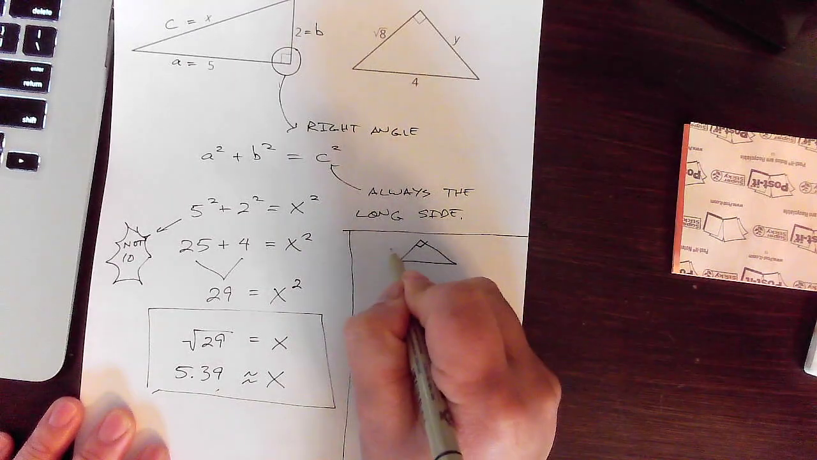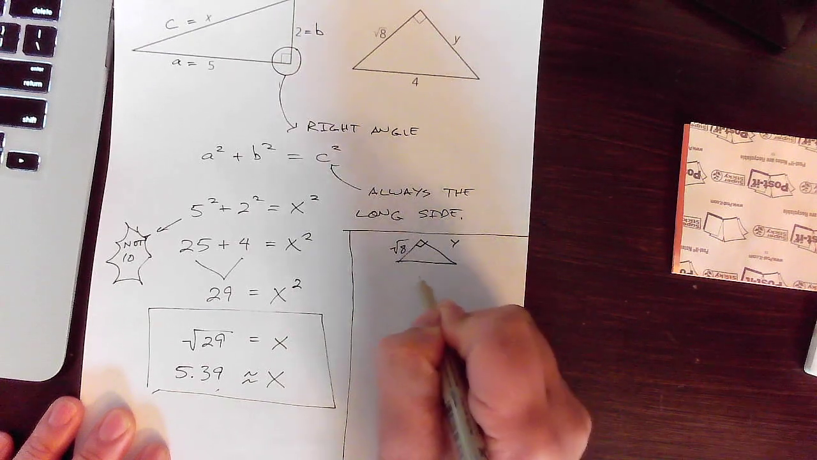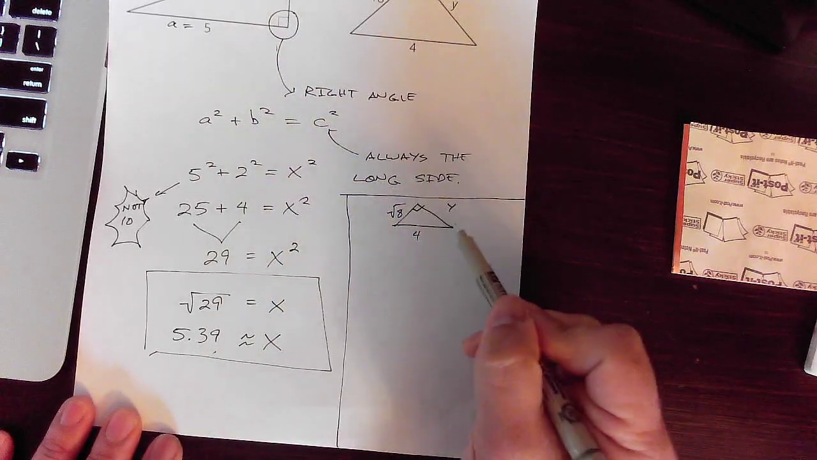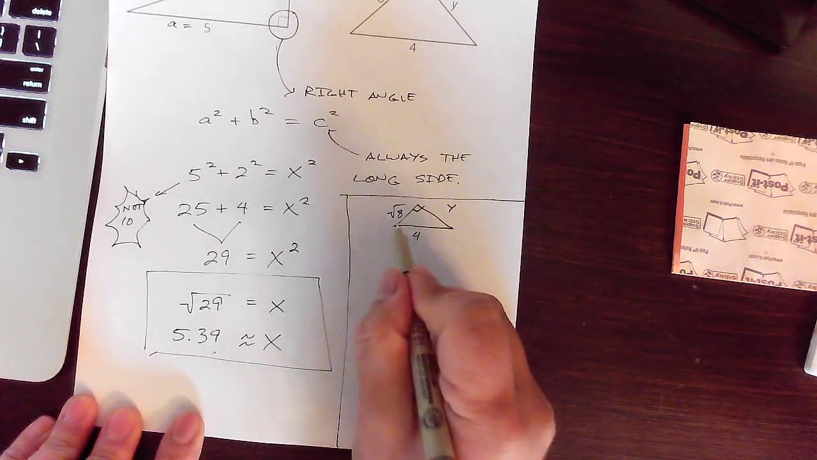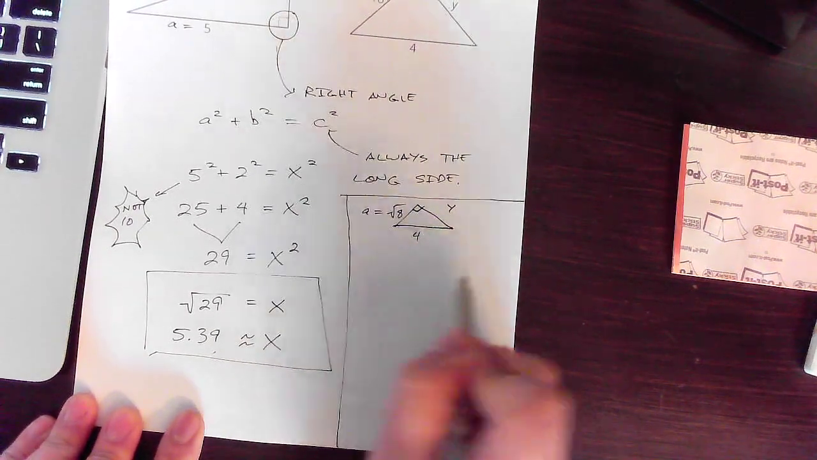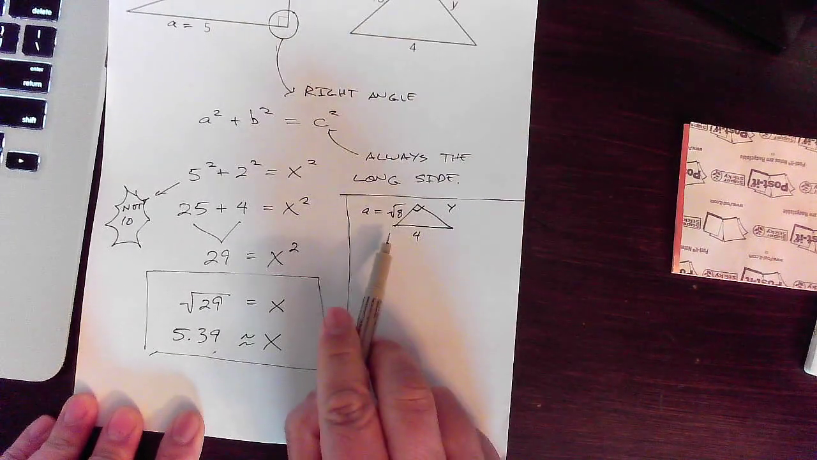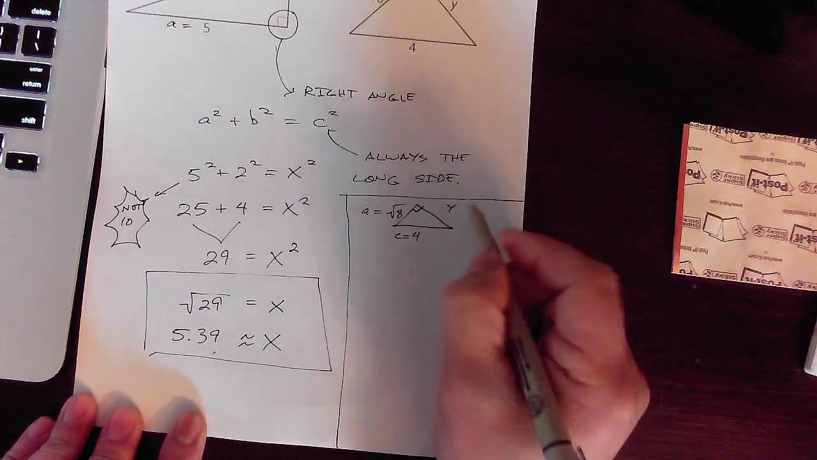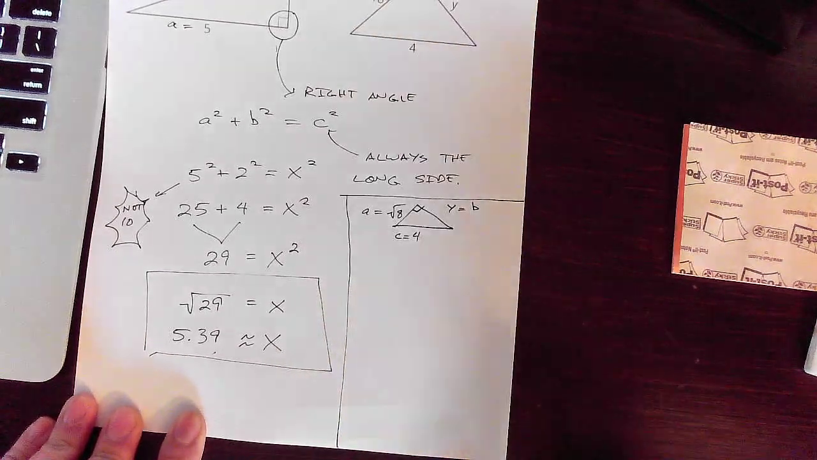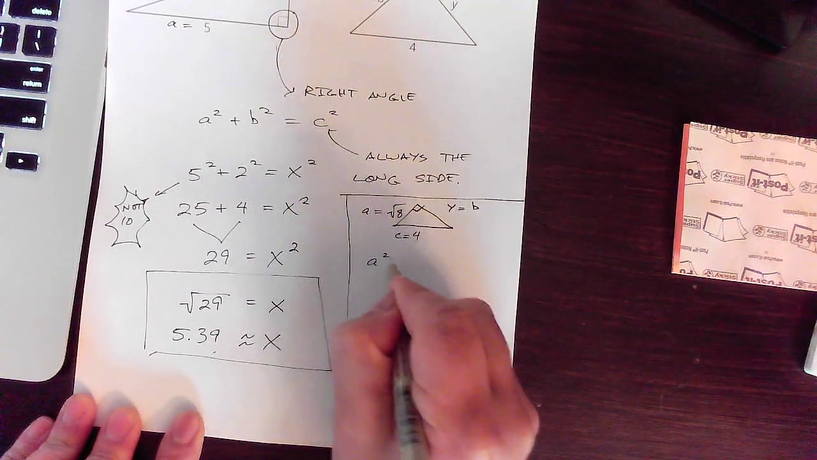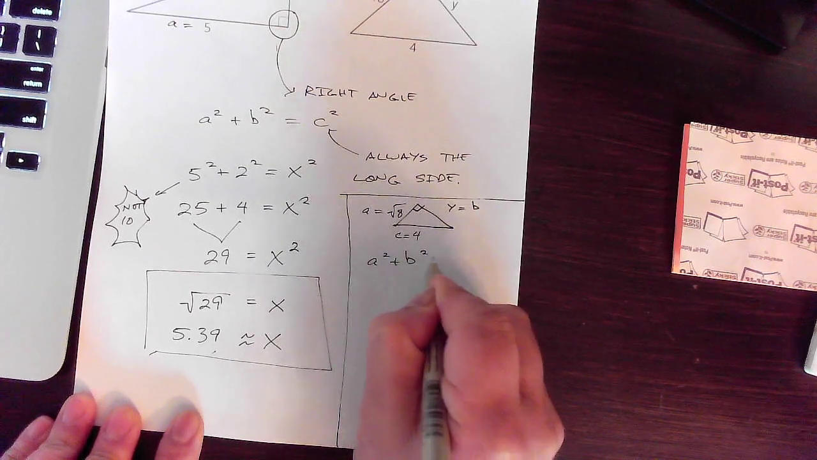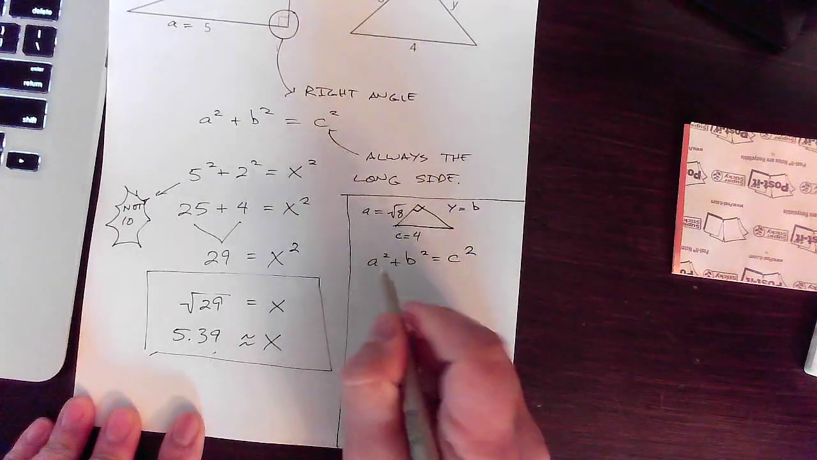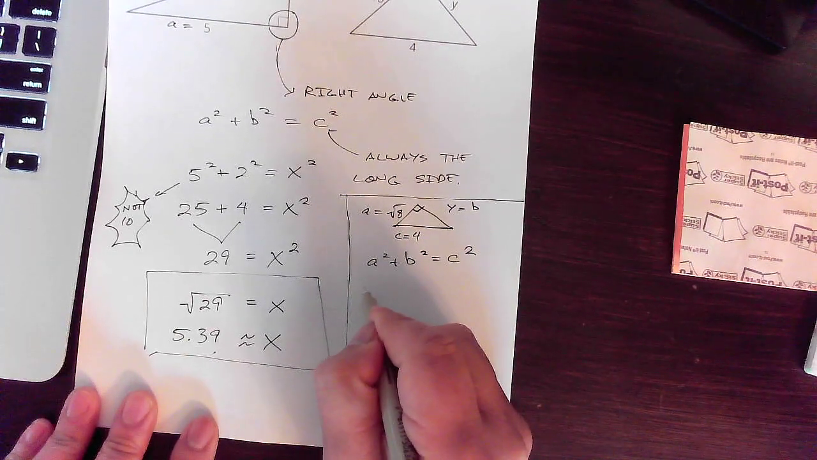All right, for the second one, there's my right angle. I have the square root of 8 here, y, and a 4. Okay, so we're trying to figure out what y is, and here I'm going to let a equals square root of 8. Now the long side is 4, so that's the c. All right, and that's kind of the b side. I always write the Pythagorean theorem before I start anything, okay, and then I start doing the substitutions.